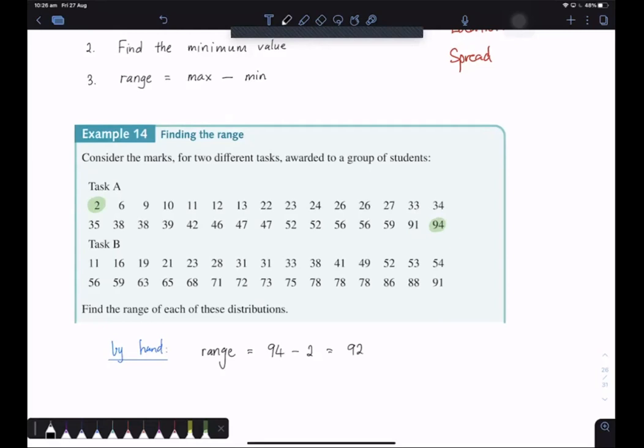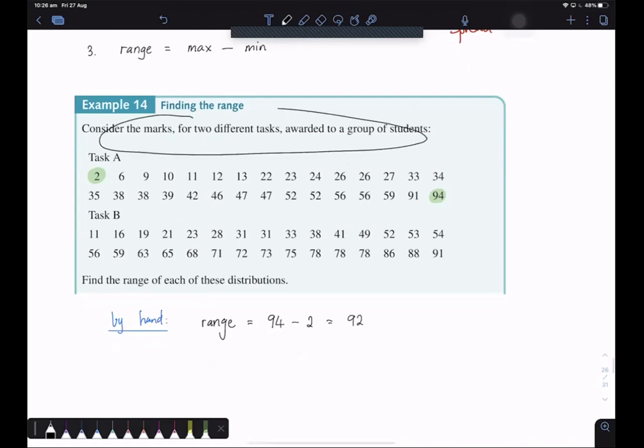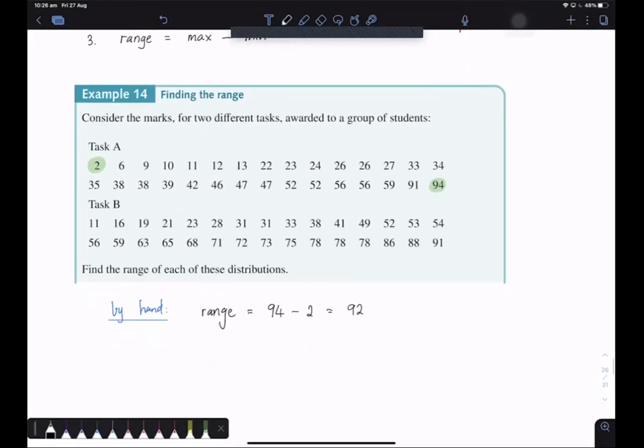So this number is really big. It's 92. That's how much our values spread across. We're going from 2 all the way to 94. So that's one way to measure how wide we're spreading. So the marks here in the class vary completely, it's a huge spread. And in our class as well, realistically speaking, there's a huge spread as well.